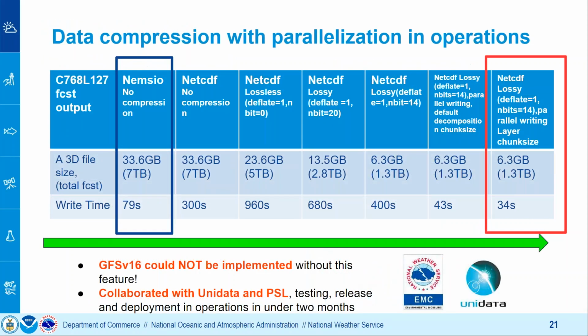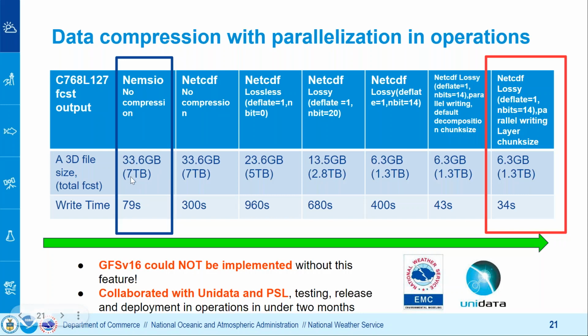This is another work we have done using data compression with parallelization in operations, for those people who are running high resolution tests. You know, the disk space is an issue. So when we started working on the UFS, one case we found is that with C768 127 levels, about 13 kilometer runs, the original binary data is about 34 GB.